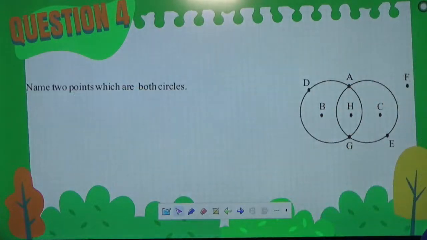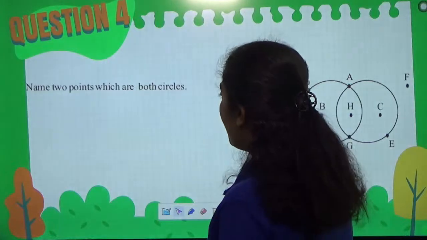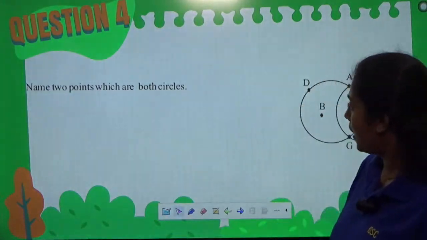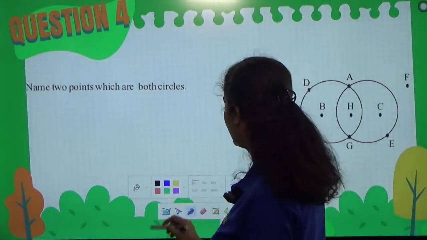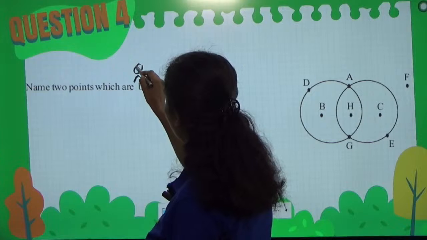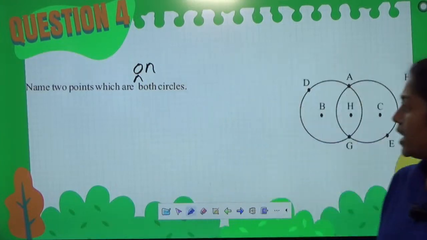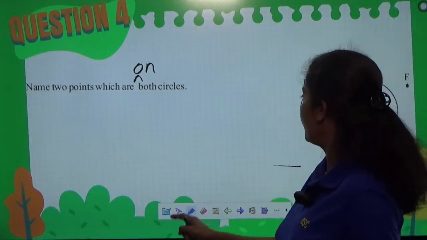Then next question. Here, in naming the points, there is a mistake. I'll correct that. Name 2 points which are on both circles. Try to find. A and G. Yes, A and G. Those are on the circles. Right? Next question.